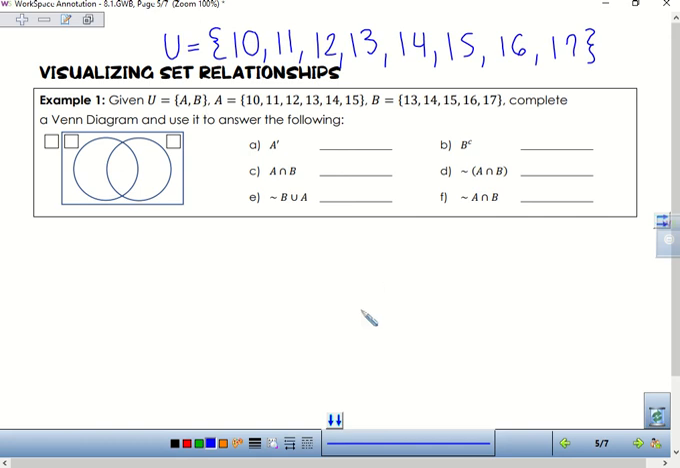So the way we do our visual representation is we put a U here on the outside. This is the universal set. It contains everything. And then here is going to be A and B. Now this section right here, the overlap, is basically the intersection of A and B. That's what they have in common, right? So that's what we always start with. We work inside out. So what do A and B have in common?